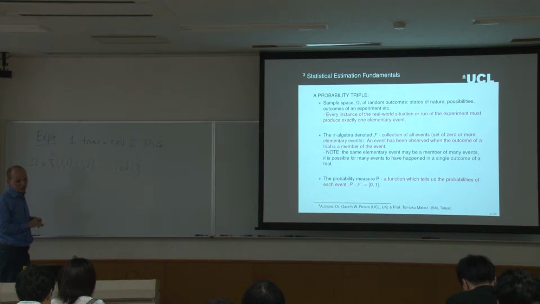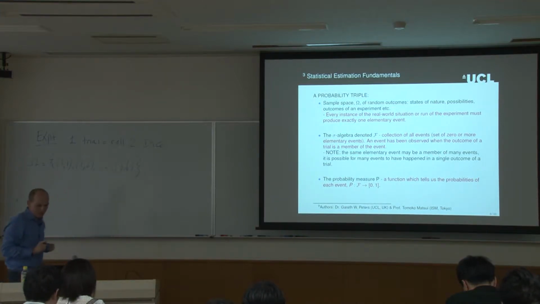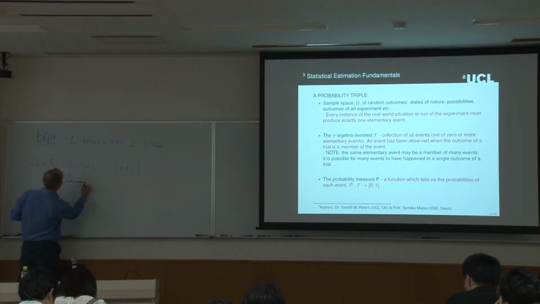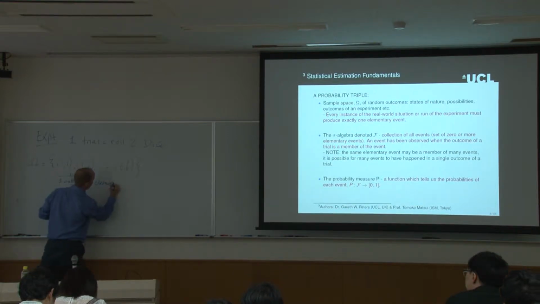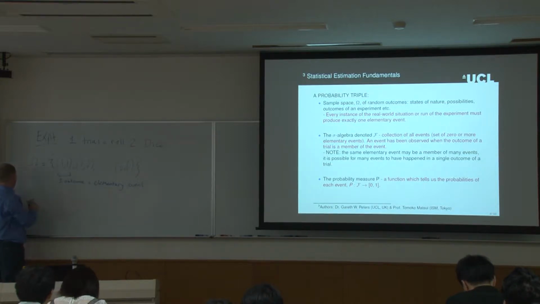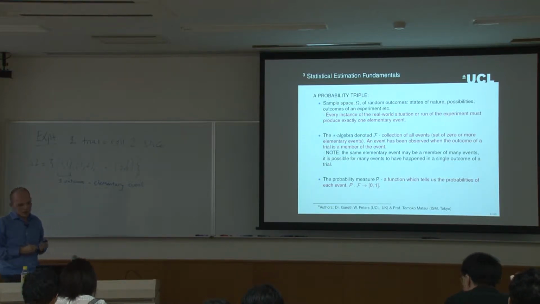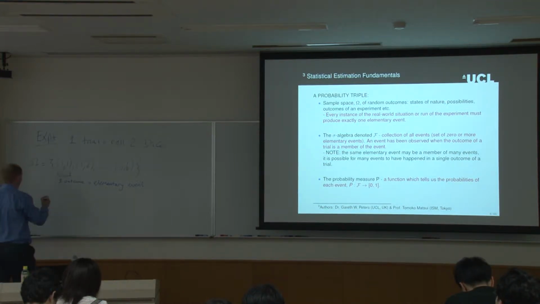Now we have the sigma algebra, which we denote with a calligraphic F, which is the collection of all events. So this is one outcome, or elementary event. Our sigma algebra is a collection of all events where an event is a set of 0 or more elementary events. So for example, one example of an event could be that the sum of the dice is equal to 7.